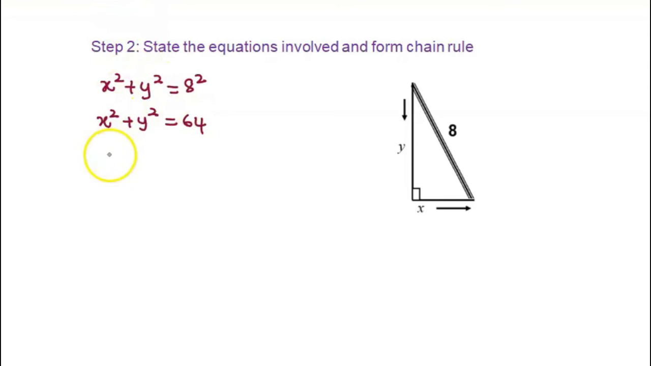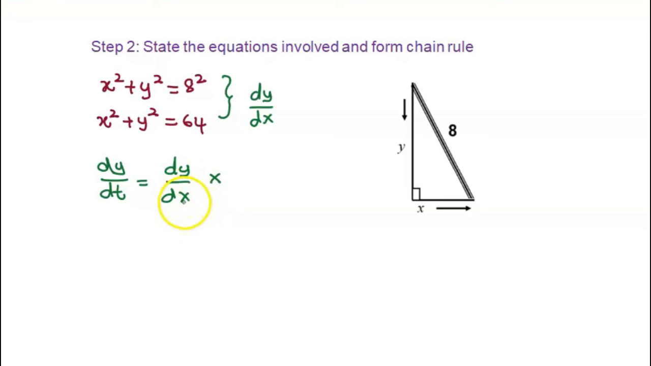Next, we need to form the chain rule. Remember, the question asks us to find dy over dt. Since dy is the numerator, we need a derivative involving y. For that, we can form the derivative dy over dx. So here we have dy over dx times, to cancel off dx and create a dt, dx over dt, which the question gives us.